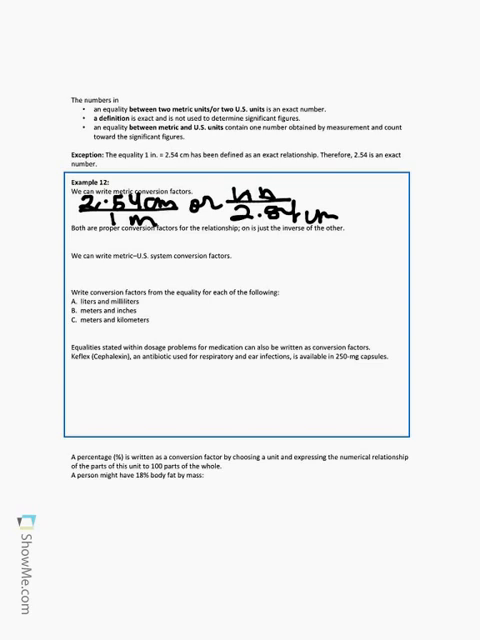We can write metric system to US system conversion factors, metric to metric, or US to US. Let's write conversion factors from the equality for each of the following: liters and milliliters. We said in the previous lecture that there are 1,000 milliliters in 1 liter.